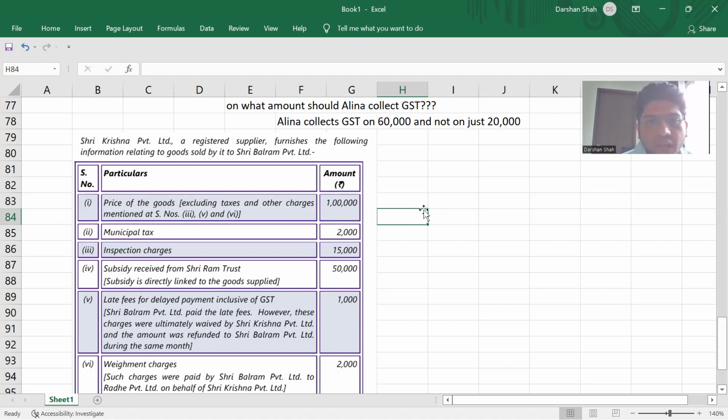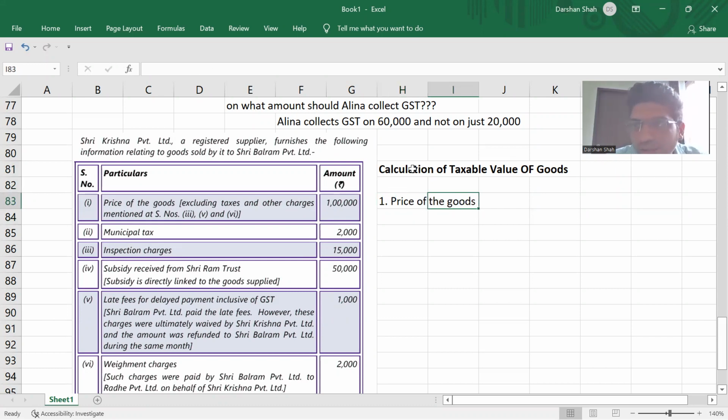Price of the goods, excluding taxes and other charges. Obviously we want to start with the price. So I'll write here: calculation of taxable value of goods. I'll start with number one, price of the goods. It is already exclusive of taxes, so I'll take it as it is, 1 lakh, no problem.